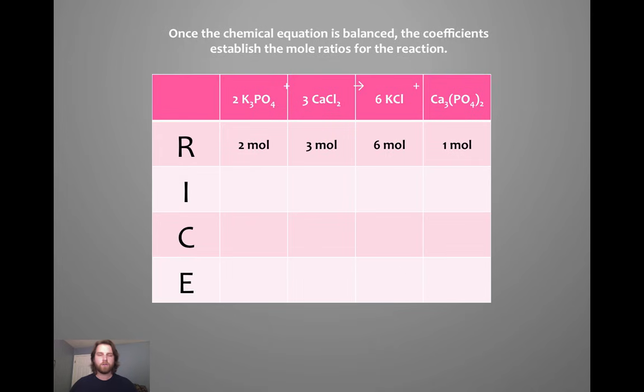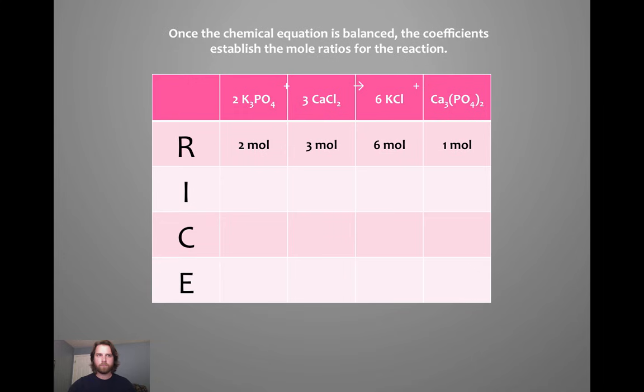So this is how you set up your RICE table. The RICE goes on the left-hand side, and across the top is your reaction or your chemical equation. That's already balanced, you can see. So we have potassium phosphate reacting with calcium chloride to produce potassium chloride and calcium phosphate, right? What you're going to write is the ratio, so how many moles there are reacting in a balanced equation. There you're just putting down the coefficients of the balanced equation, 2, 3, 6, and 1. That is the ratio in which they actually react.